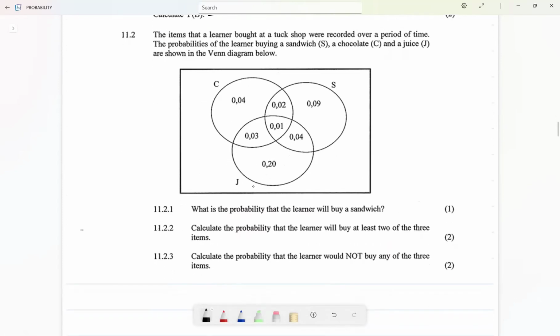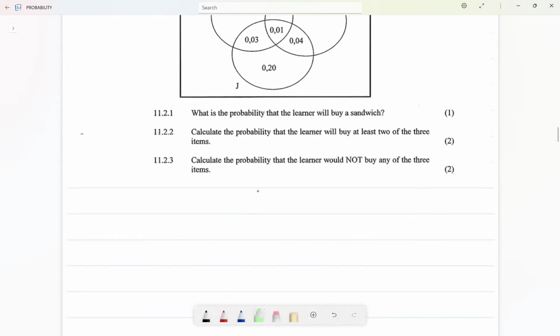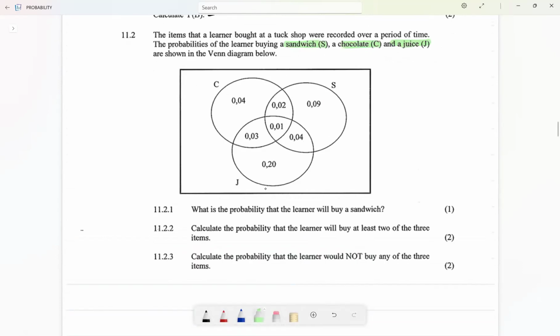The items that a learner bought at the tuck shop were recorded over a period of time. The probabilities of a learner buying a sandwich, chocolate, or a juice are shown in the diagram. Let's now find the sample space. The sample space is always 1, I think. Let's check. If it is written in decimals like this, there are high chances that it is 1. Let's add them and see how much we get.